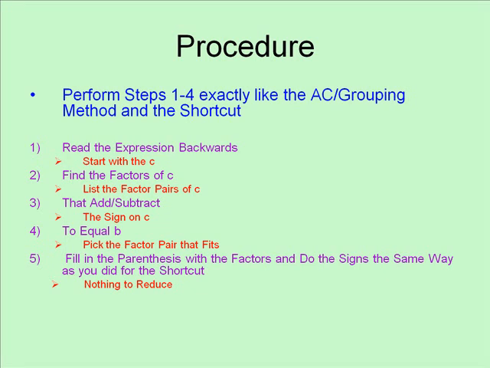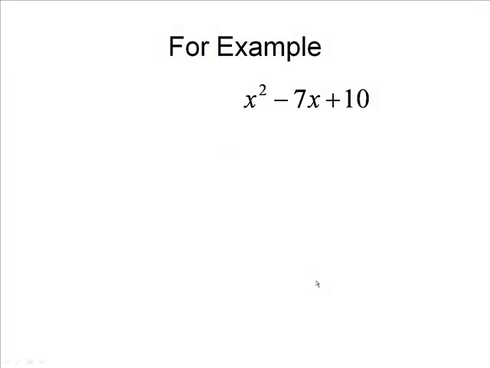Procedure, 1 through 4 are exactly the same, except when you multiply a times c, 1 times c is going to be c. So all you really have to do is start with the c and go backwards. Find the factors of c that add or subtract to equal b, and then go straight to your parentheses. There will be nothing to reduce because a is 1, and so putting a 1 in front of each of the binomials is not going to have anything left over to reduce.